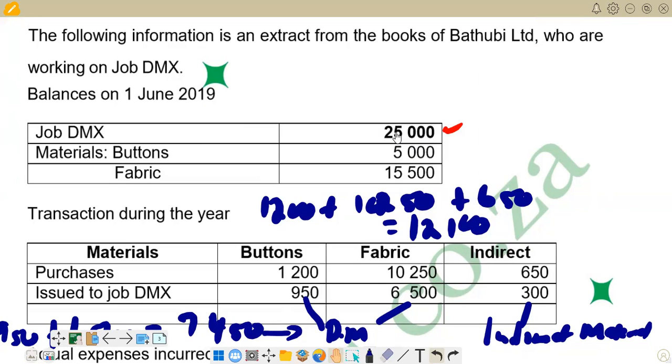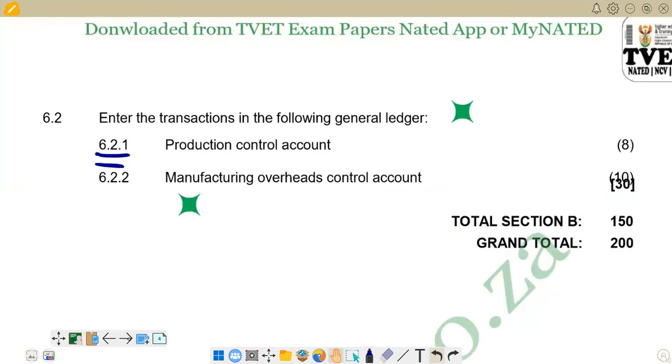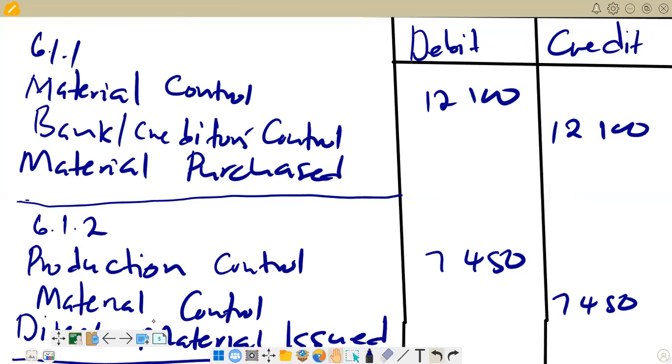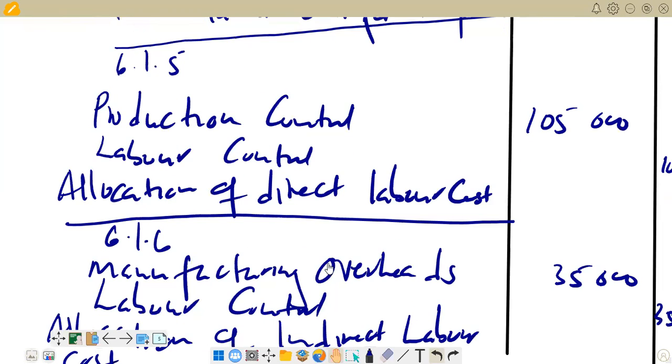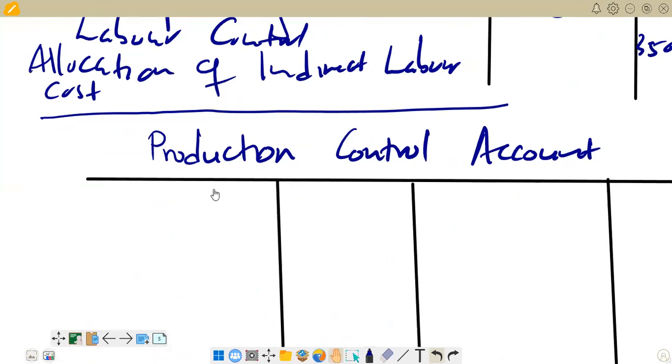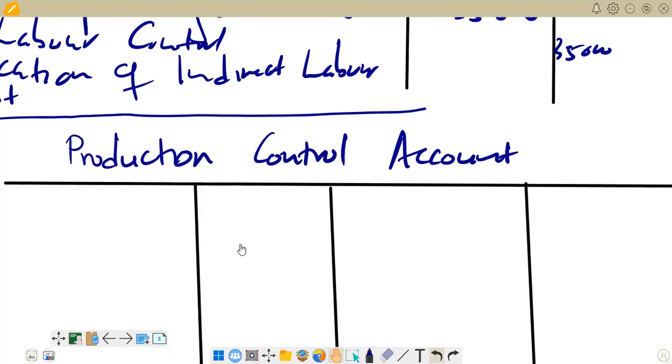Then we can enter this balance in the production control as our opening balance. So we go to the account that we have there for production control. So this is our production control, and we've got an opening balance of 25,000, and it has to be on the debit side. We are saying balance. This is our balance PT, which is 25,000.